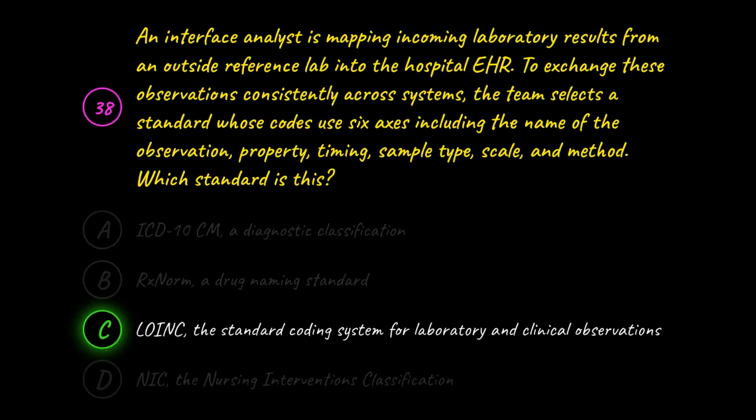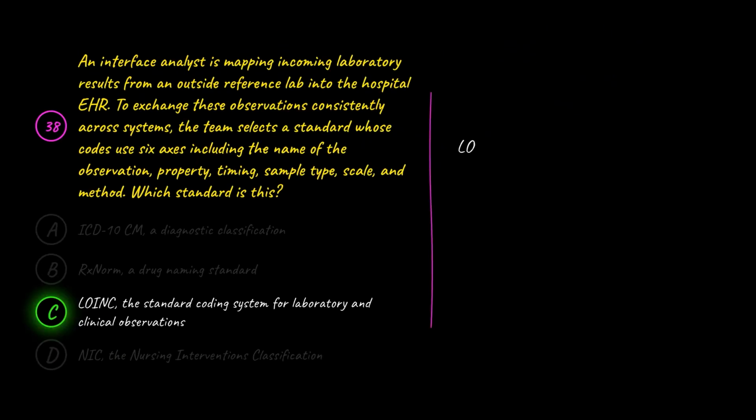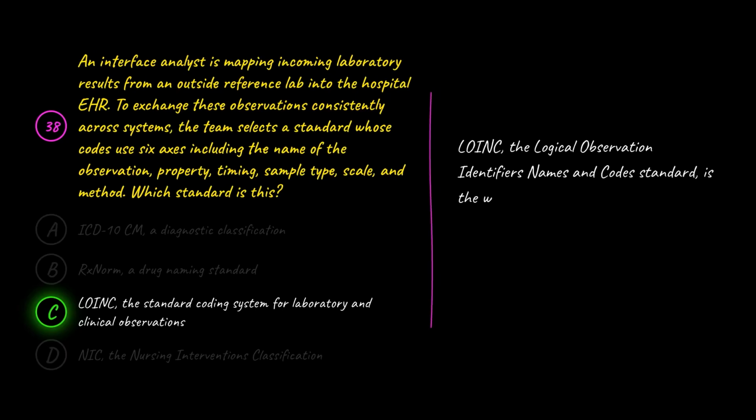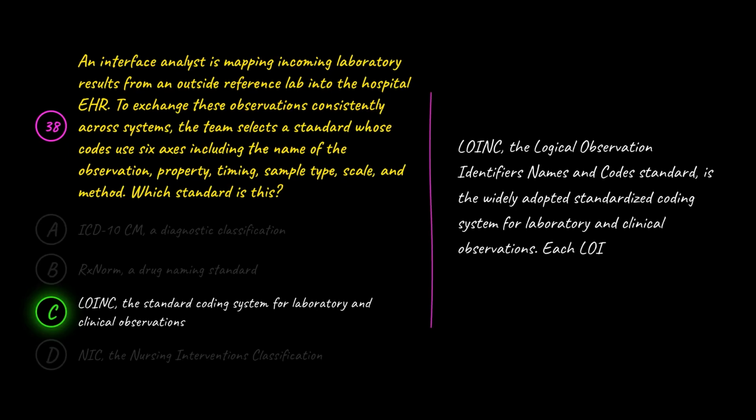The correct answer is C. LOINC, the standard coding system for laboratory and clinical observations. C is correct because LOINC, the Logical Observation Identifiers Names and Codes standard, is the widely adopted standardized coding system for laboratory and clinical observations. Each LOINC name uses 6 axes, namely the name of the observation, property, timing, sample type, scale, and method.